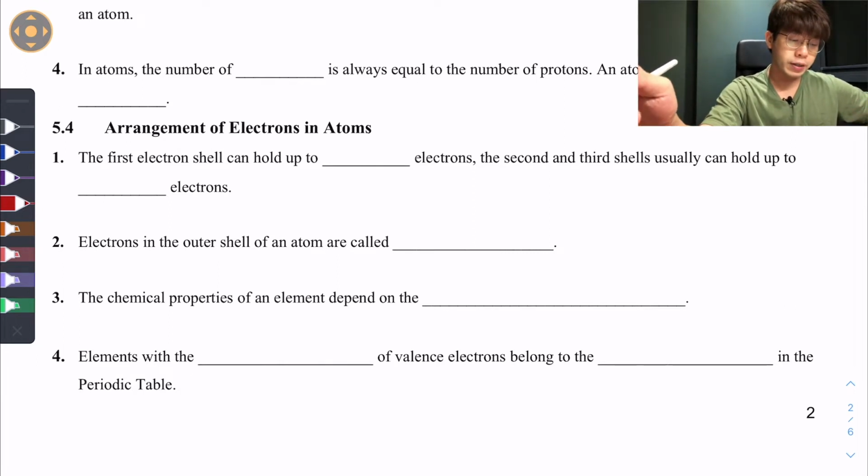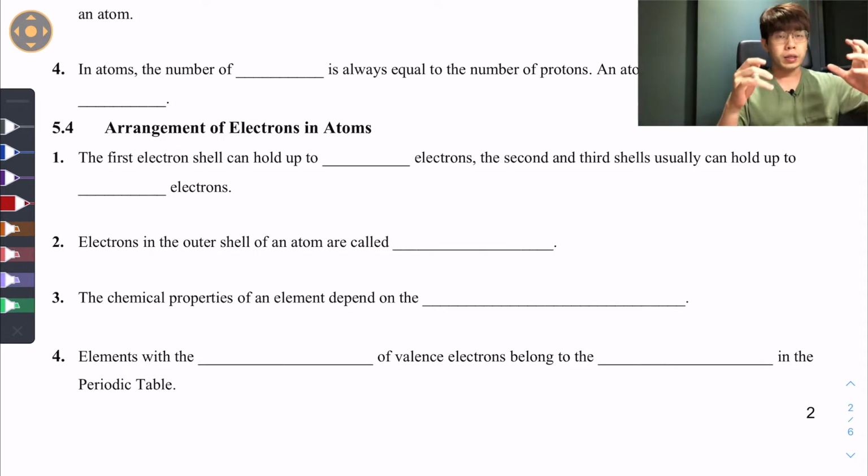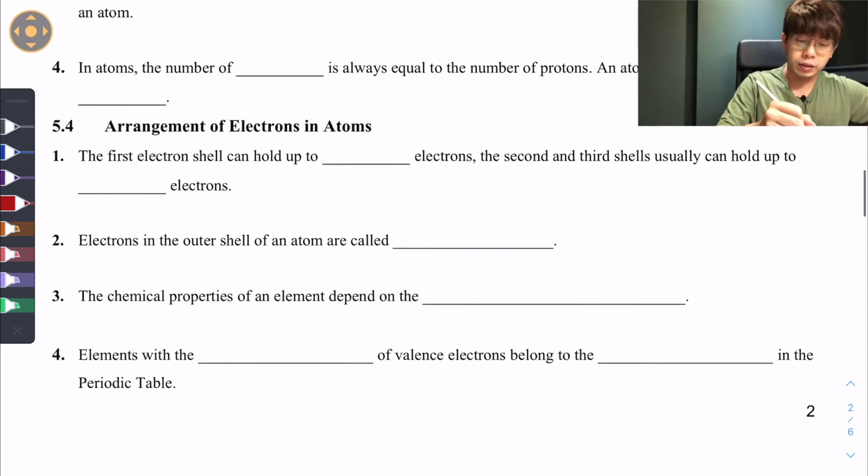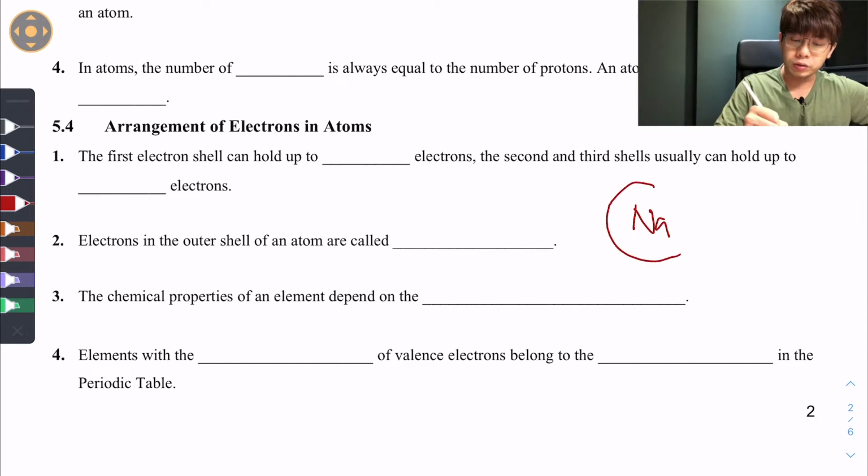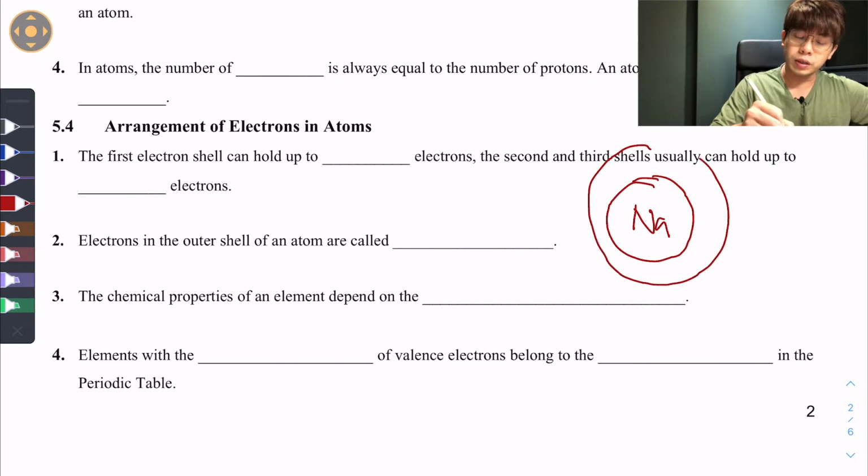So first, the first electron shell. There are many electron shells, right? So if we consider the nucleus in the middle, let's take for example sodium. So you have Na, then there's one electron shell around the sodium, and then there's another electron shell around the sodium, and there are many electron shells around sodium, right?